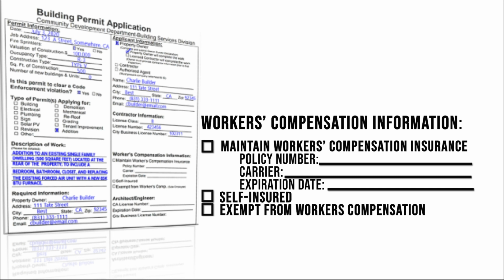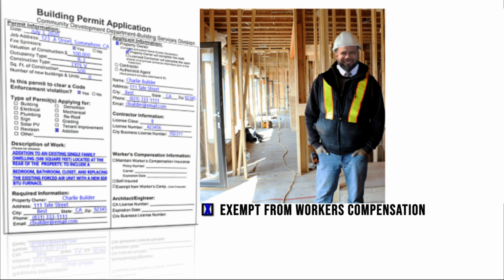Now, a licensed contractor will normally fall under one of these three selections. If the contractor you are hiring has workers' comp, this is selected. Or this is selected if the contractor certifies that they are self-insured. Or if the contractor certifies that they are exempt from workers' compensation, then this is selected. The exception typically applies to contractors who are the sole employee of the company and who have no employees, none.